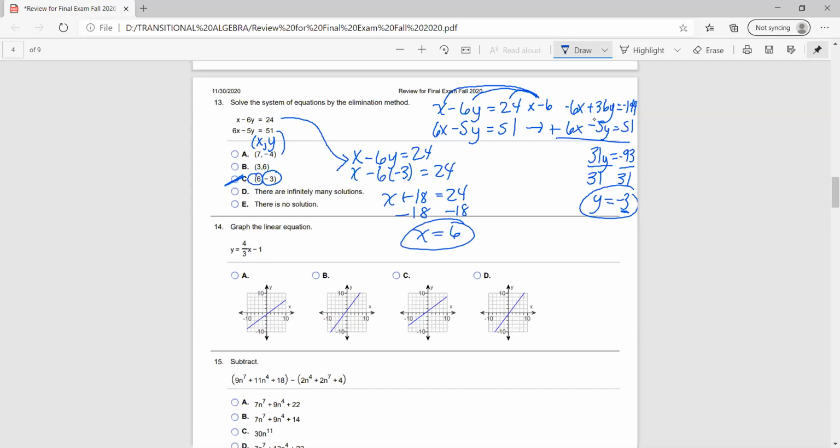Another way you know you're correct is if you plug your 6 and your -3 back in for x and y, it should work on both equations.